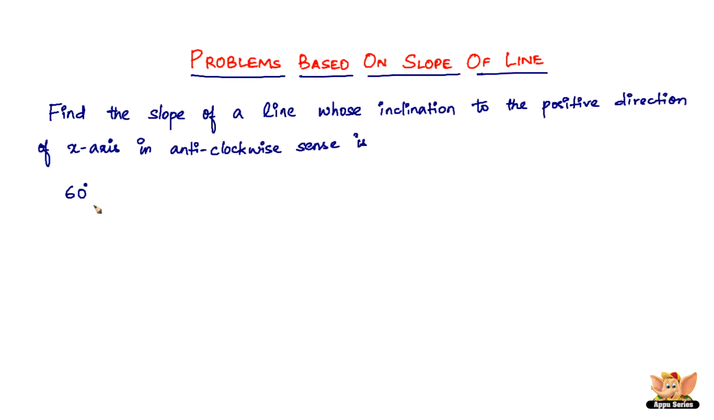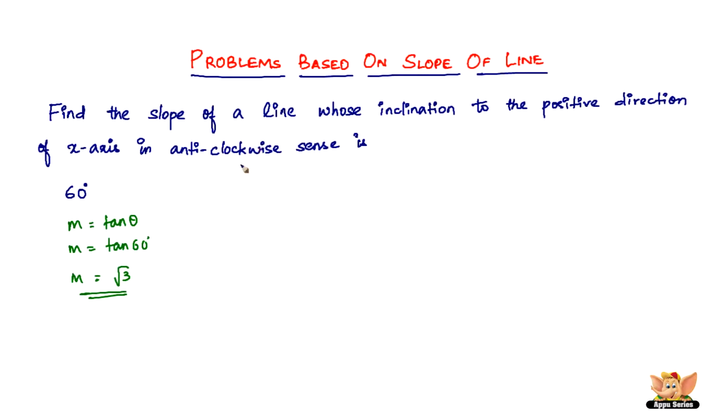So slope is given by m equals tan theta, right? So m equals tan of 60 degrees, since theta is 60 degrees here. And what is tan 60 degrees? Tan 60 degrees is nothing but root 3. So therefore, the slope of that line whose inclination to the positive direction of the x-axis in the anticlockwise sense is 60 degrees is root 3.